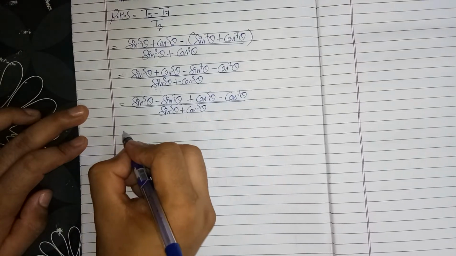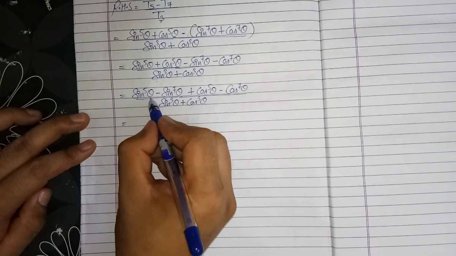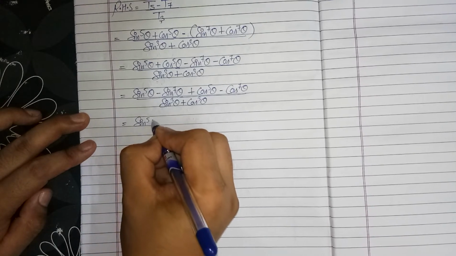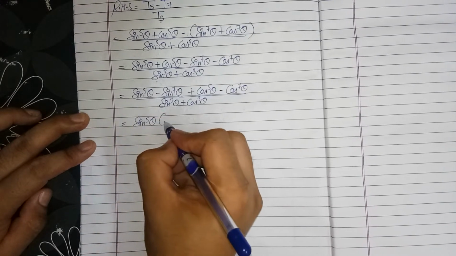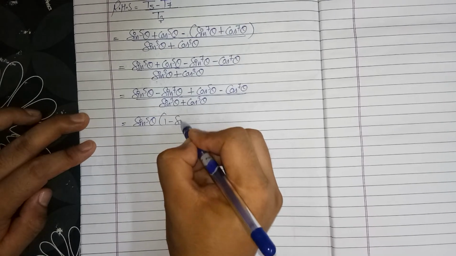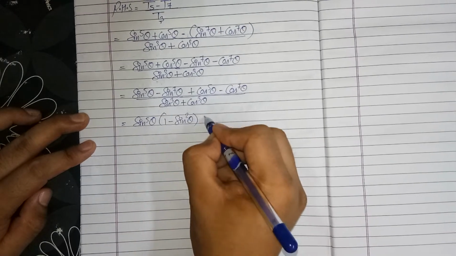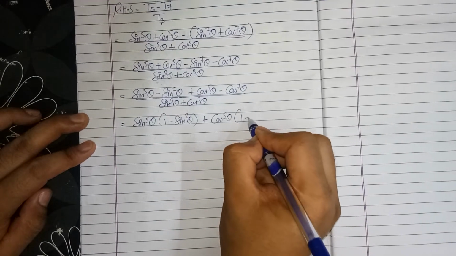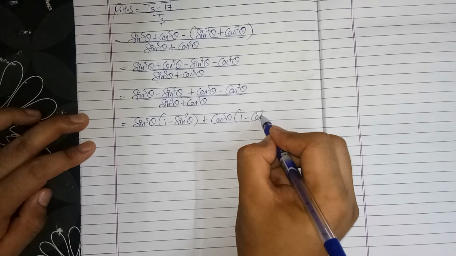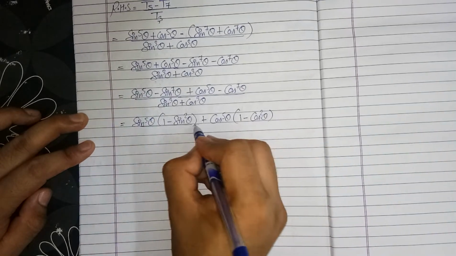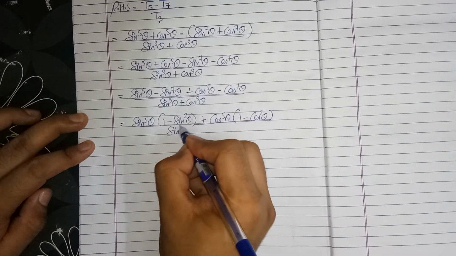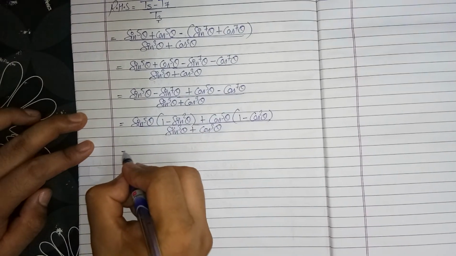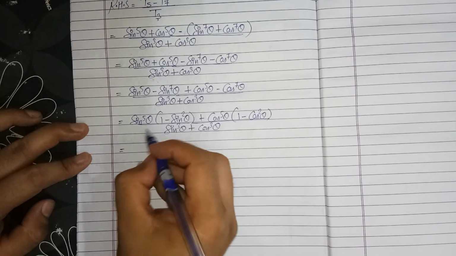This is equal to, if we take sine 5 theta common from these two terms, we get sine 5 theta outside the bracket, and inside the bracket we have 1 minus sine square theta, plus from these two, if we take cos 5 theta common, then in the bracket we have 1 minus cos square theta. Again, in the denominator we have sine cube theta plus cos cube theta.